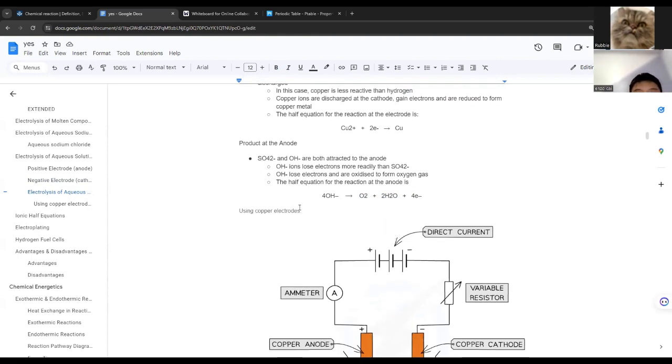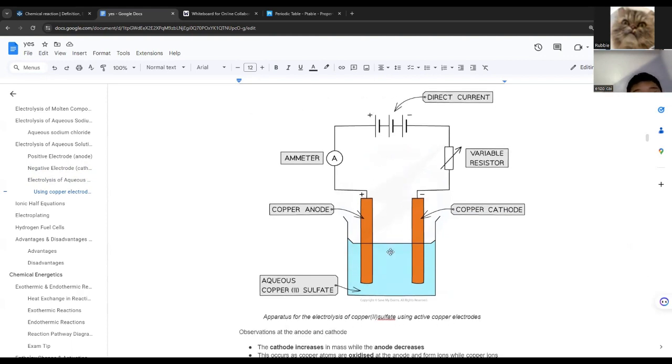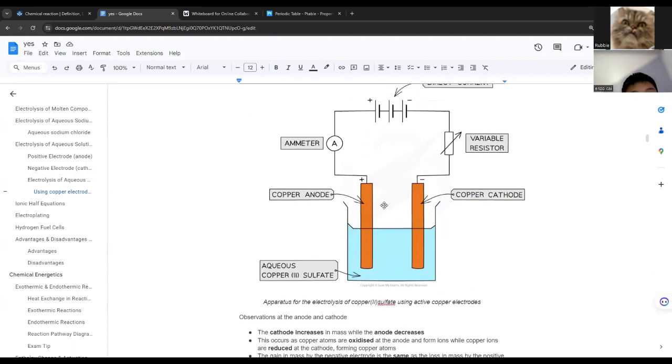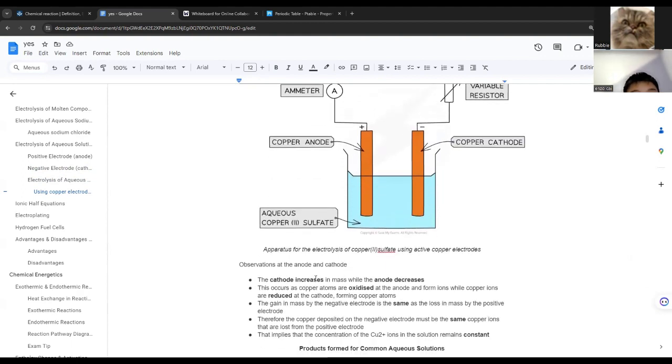Okay, using copper electrodes. This is the apparatus. This is how the experiment should be. Observations of the anode and cathode: the cathode increases in mass while the anode decreases. This occurs as copper atoms are oxidized at the anode, forming ions, while copper ions are reduced at the cathode, forming copper atoms.